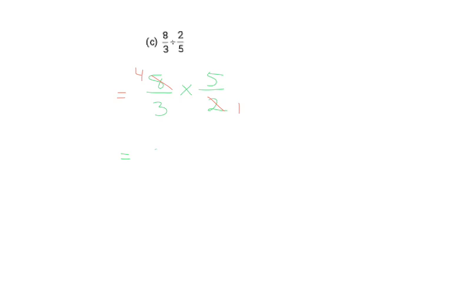So 4 times 5 is 20. 3 times 1 is 3. That is in lowest terms, but it needs to be changed to a mixed number. 3 goes into 20 6 times. 3 times 6 is 18, so there's 2 left over. 6 2/3 is my final answer.